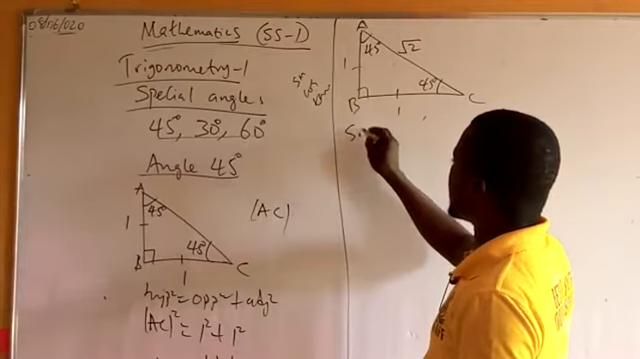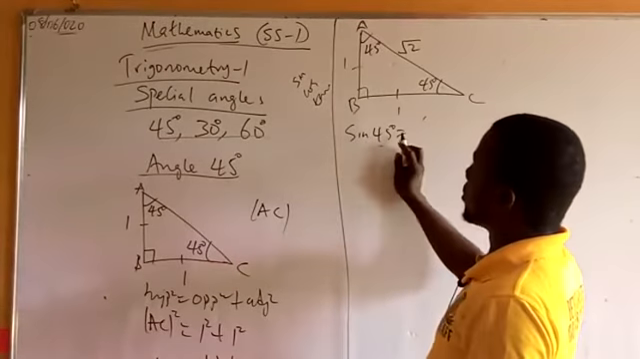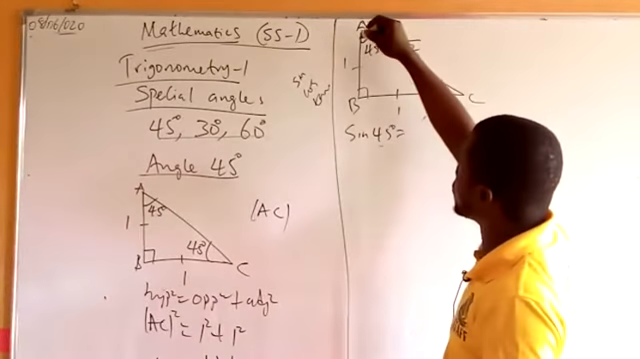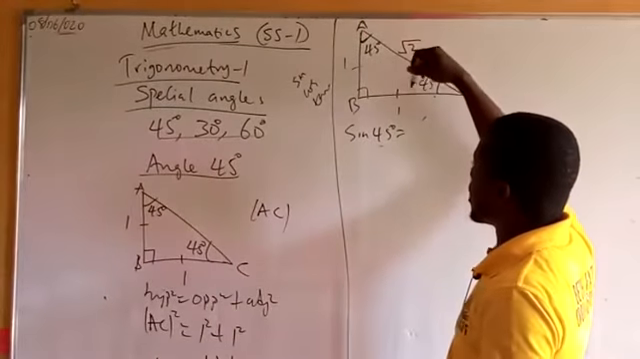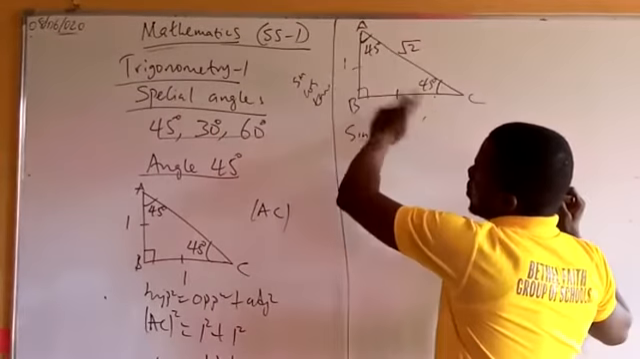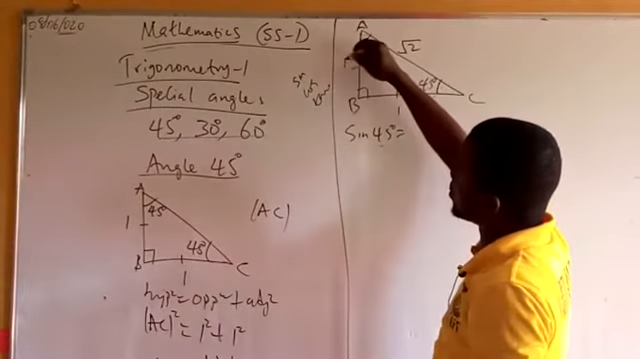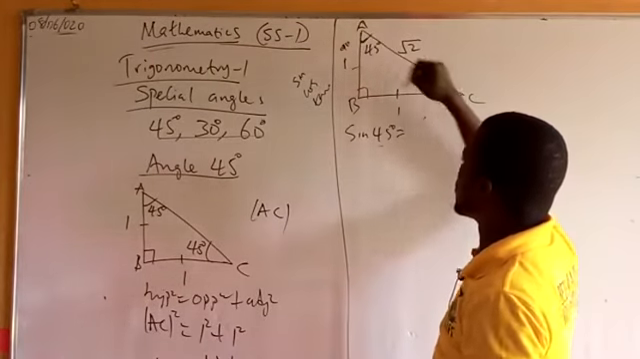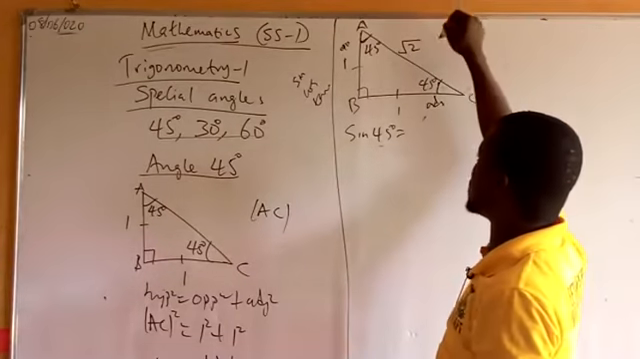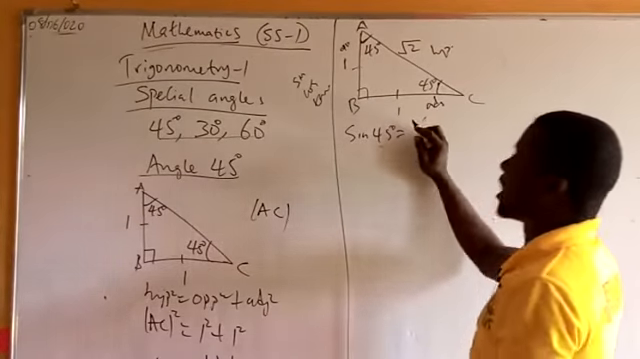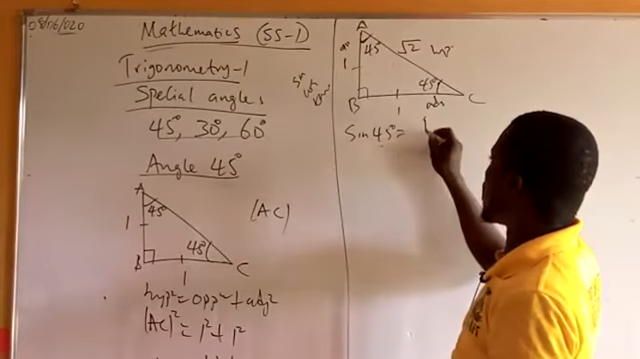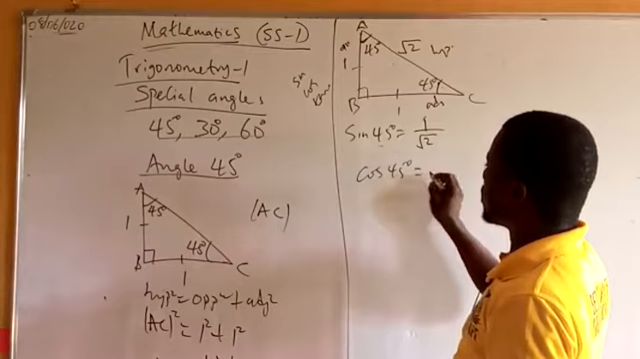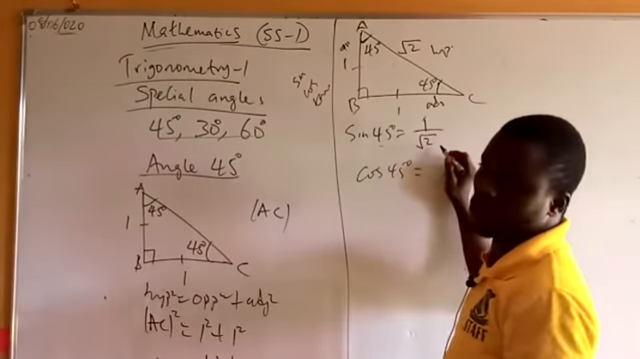So sine 45 degree. What is sine? Opposite over hypotenuse. You can choose to use this 45 degree or this one because they have equal sides. Here is 1, here is 1, so it doesn't matter. Let's consider this angle. Here is opposite, here is adjacent. Anywhere this box faces is the hypotenuse. So sine 45 degree equals opposite, which is 1, over the hypotenuse, root 2.